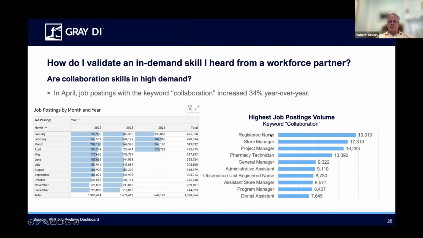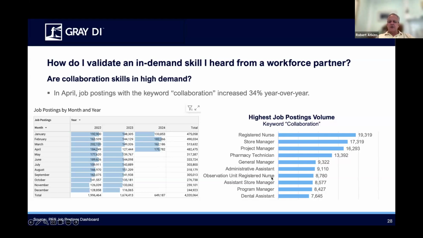Collaboration is sought after amongst registered nurses. That makes sense. They're almost always working in teams with other healthcare professionals. Store manager, managing their people. Project manager, intrinsically in managing a project, you've got to collaborate with a lot of people. Farm tech surprised me a little bit more. General manager, that makes sense. Administrative assistant, again, that makes sense. Always working with lots of different people.